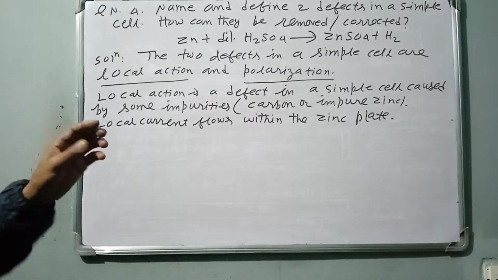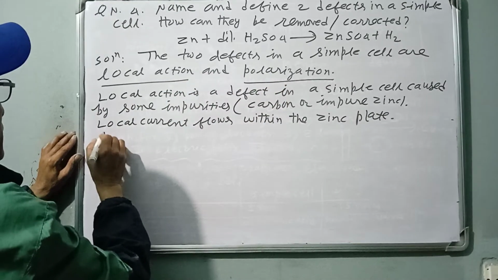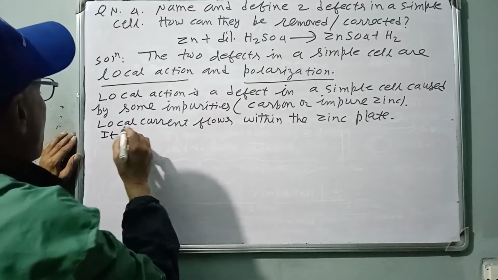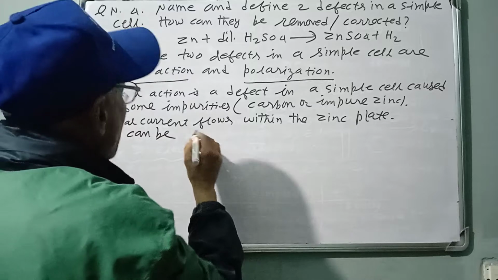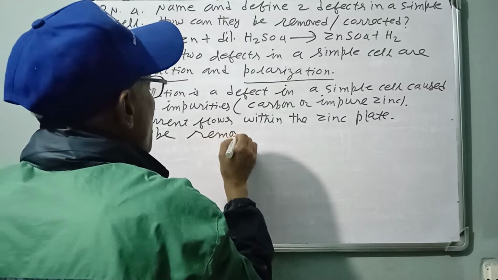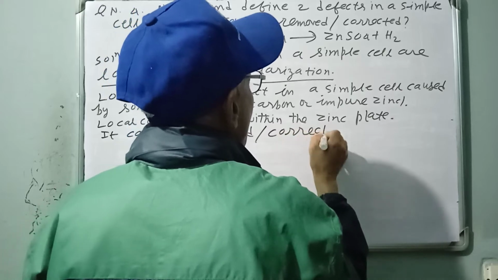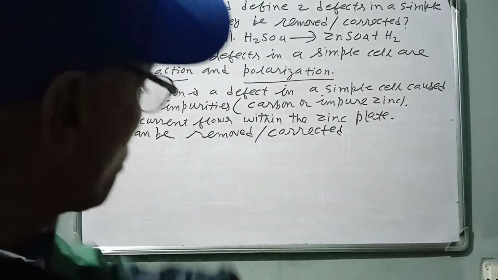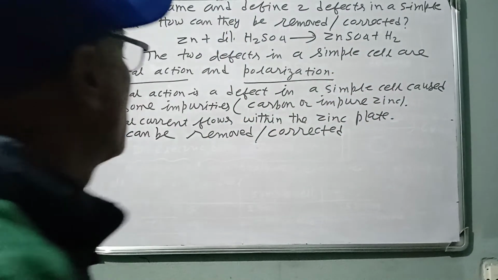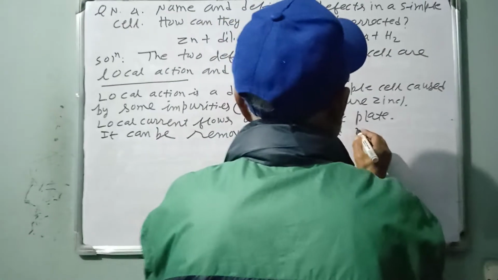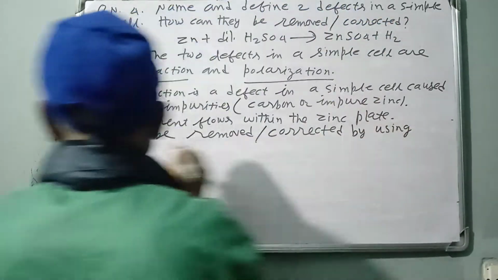Local current flows in the zinc plate. How can it be removed? Here it means local action. It can be removed or corrected. How to correct? If local action is caused by impure zinc, we use pure zinc. It can be removed or corrected by using what?